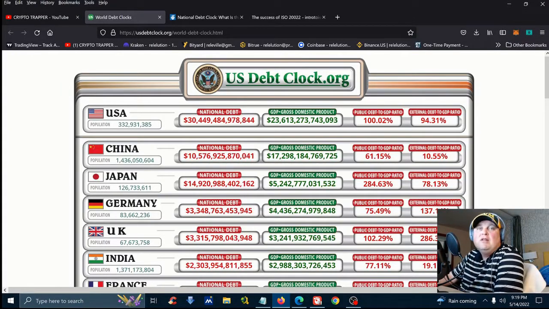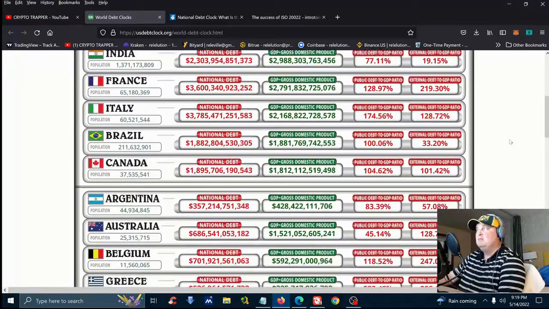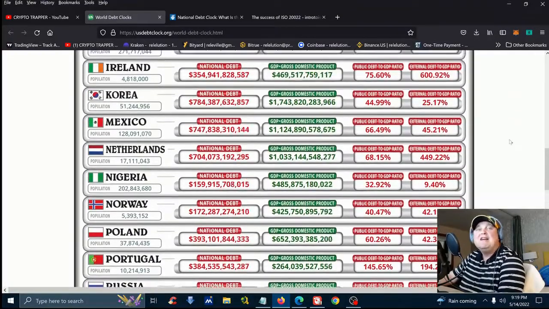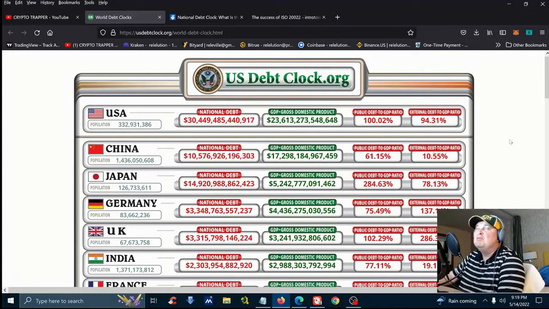This is your world debt clock. This is what tracks all of the debt globally around the world. Now, looking up and down this page here, what do you see? The entire world is drowning in debt. So it's really not hard to understand why we need a new system. The old fiat system is drowning and killing every country slowly, some more than others.